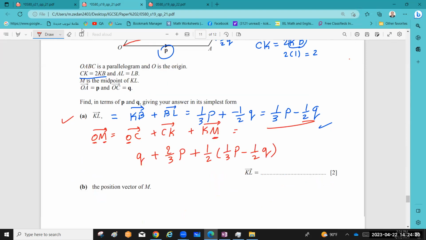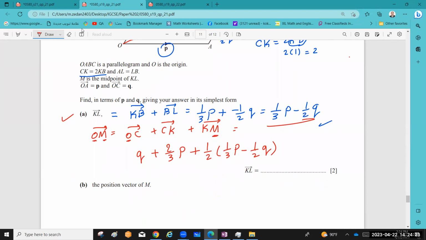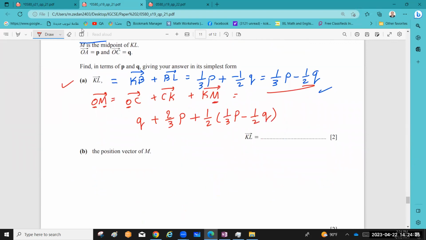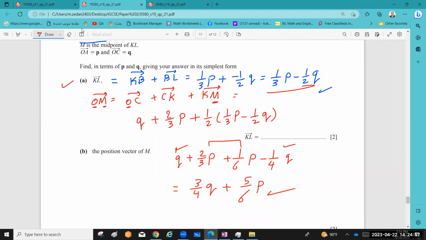Just simplify this by using algebra. This is the position vector of M. So again, you have Q plus 2/3 P plus 1/6 P minus 1/4 Q. So the P's together, when you add, and start with Q: Q minus quarter Q, 3/4 Q. And the 2/3 P plus 1/6 P, just multiply by 2 up and down, so 4 plus 1, 5/6 P. And this is the answer for the position vector of M, or simply vector OM.